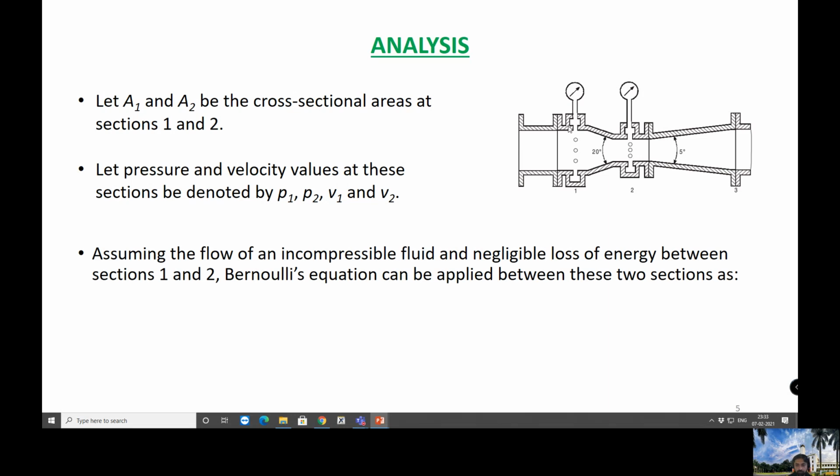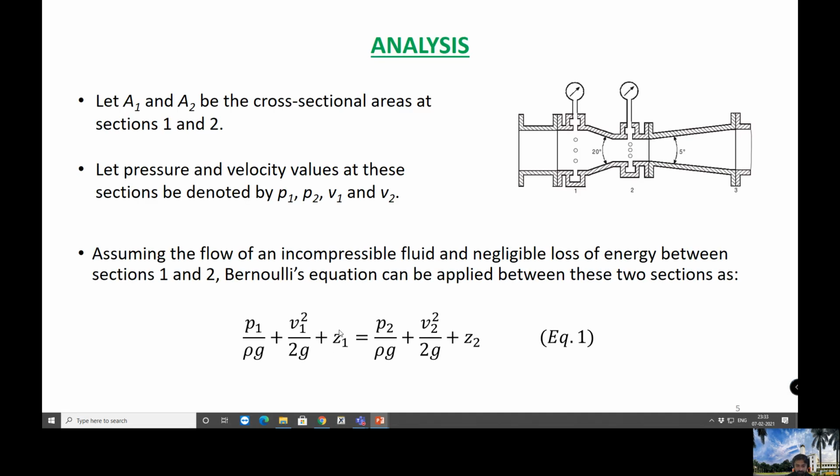So assuming the flow to be incompressible, and we also said that the arrangement is done so as to reduce the energy loss between sections 1 and 2, in this particular case we can apply Bernoulli's equation between section 1 and section 2. While doing that, we can write the equation as P1 by rho g plus V1 square by 2g plus Z1 is equal to P2 by rho g plus V2 square by 2g plus Z2. This is the main Bernoulli's equation between sections 1 and 2.